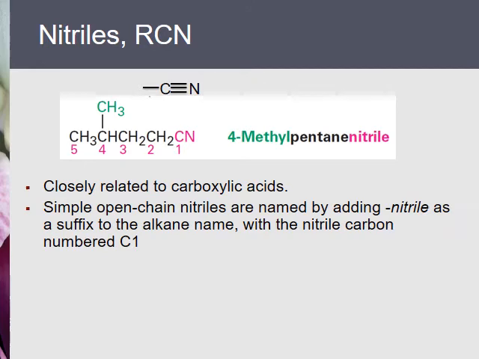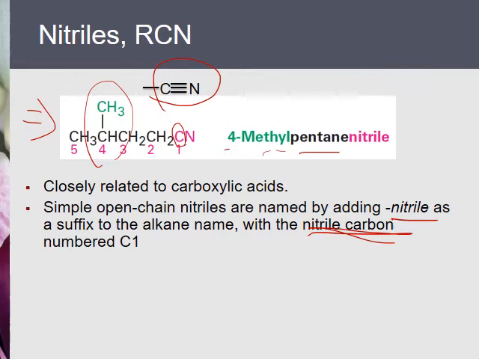Nitriles with a C≡N triple bond are closely related to carboxylic acids with the same oxidation level. Simple open chain nitriles are named by adding nitrile as a suffix to the alkane name with the nitrile carbon number 1. For example, in this molecule, the total carbon number is 5, including the nitrile carbon. So the name is 4-methylpentanenitrile.